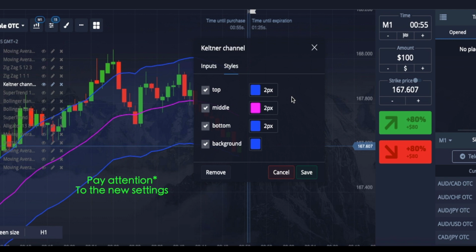Now, the styles, you can make them obviously any color that you want, and in terms of the thickness of the borders too. So we're going to click on Save.